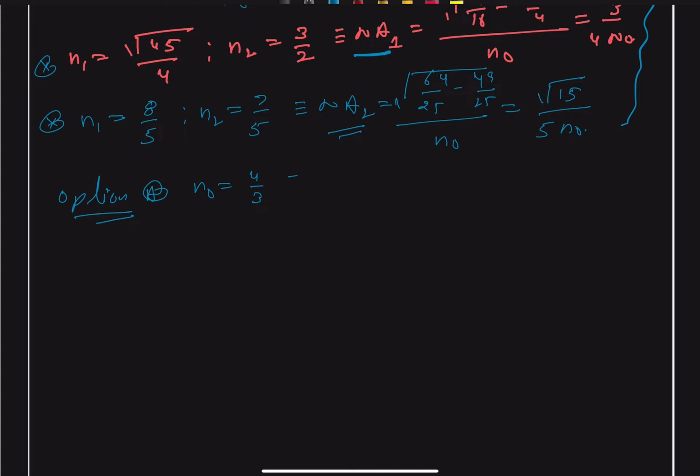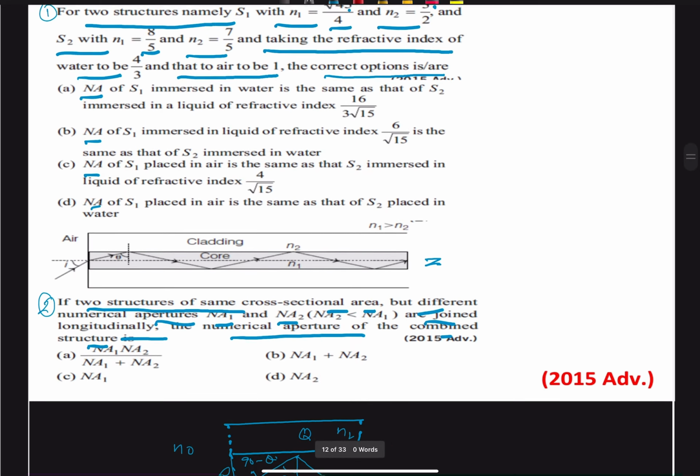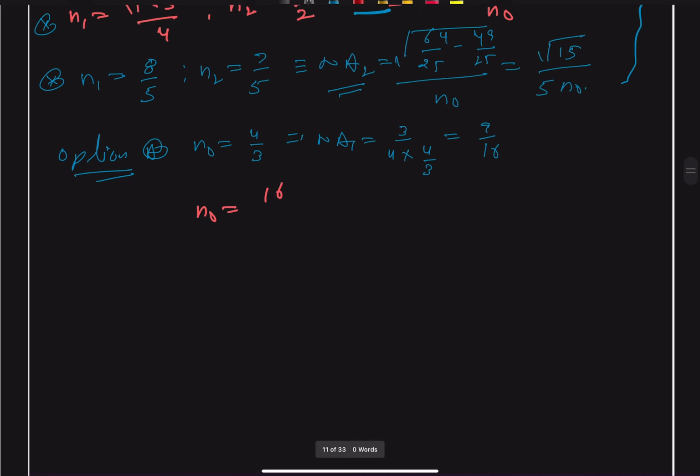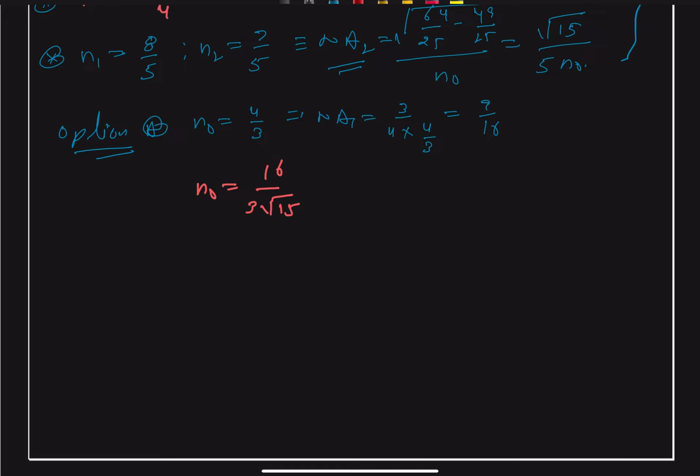In option A we are given that the value of n0 is 4 by 3. Therefore, we get our Na1 will be equal to 3 by 4 multiplied by 4 by 3, and from here we get our Na2 will be equal to the square root of 15 divided by 5 multiplied by 3 by 4, which comes as square root of 15 upon 5. Okay. Now we have option B.